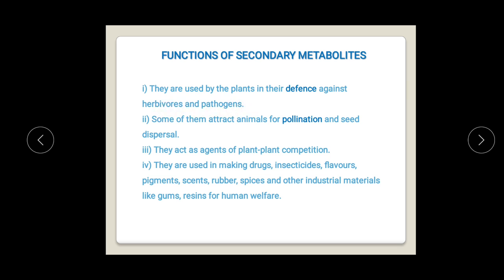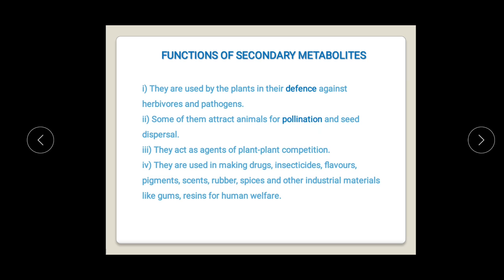Many plants produce latex. For the plants which produce latex, the herbivores cannot eat that plant, and for the pathogens, various types of secondary metabolites are useful for defending against them. Then some of them attract the animals for pollination.